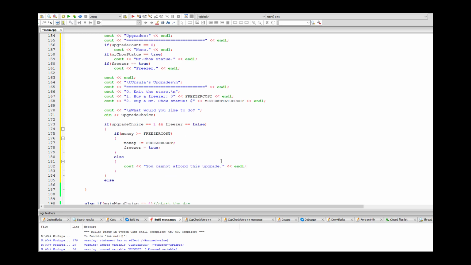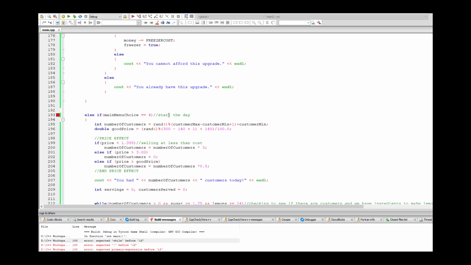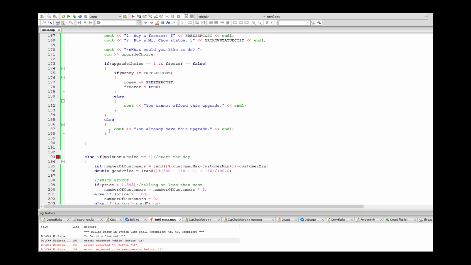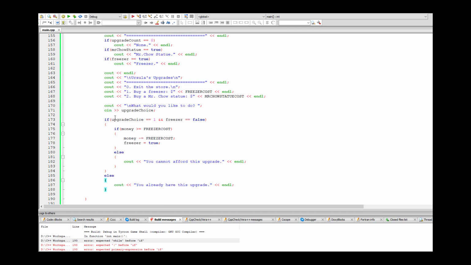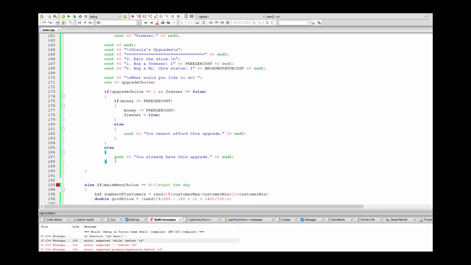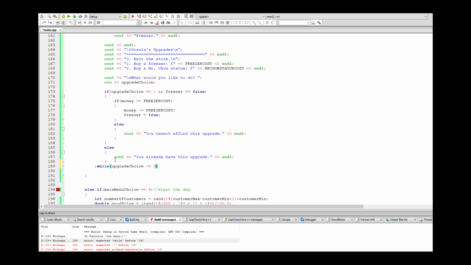Now otherwise, what we're going to say is that now they can always choose this, right? So if the freezer is true, then we'll go into this else statement and it'll say cout, you already have this upgrade. So they can't buy it again. All right. And what is going on here? Looks like maybe a little scope issue. Yep. Oh, I didn't finish the do while. While upgrade choice does not equal to 0.